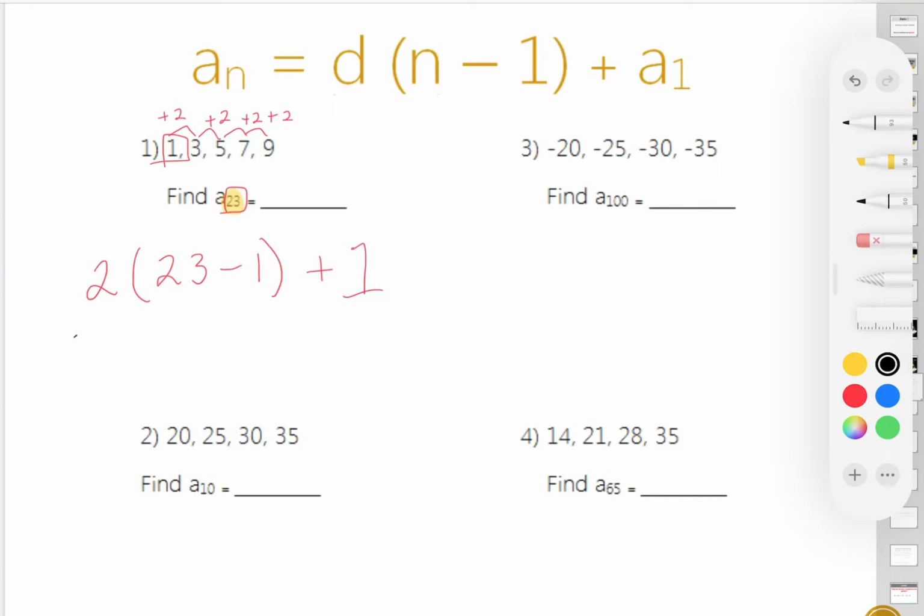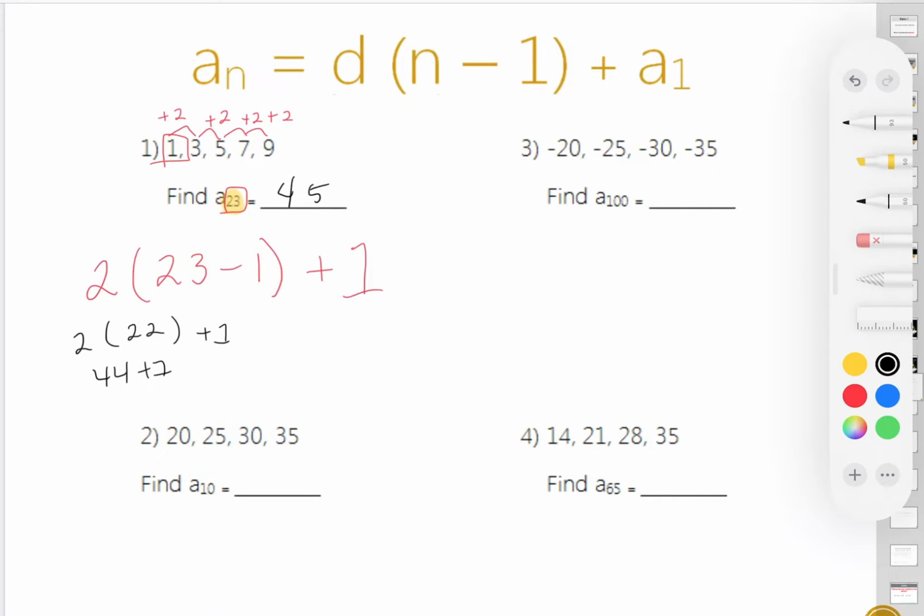Okay, so now we're going to calculate. 23 minus 1 is 22. 2 times 22 is 44. 44 plus 1 is the answer, 45.